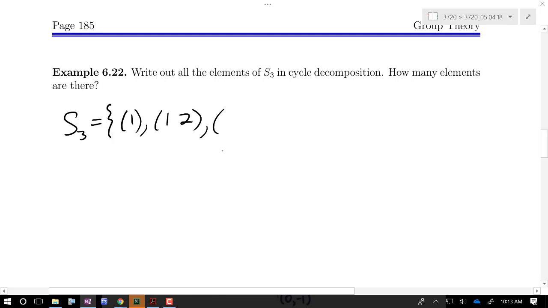You can keep referring back to that previous page, but we had the element that leaves 3 where it is and interchanges 1 and 2. We could have the one that leaves 2 where it is and interchanges 1 and 3, and we'd write it that way. What about the one that leaves 1 where it is and interchanges 2 and 3? That would just be different. So that accounts for all the elements that fix 1 element.